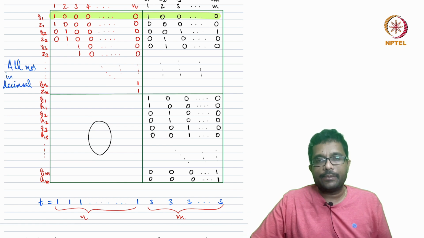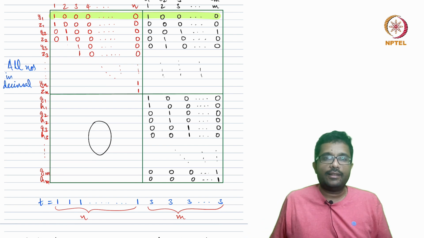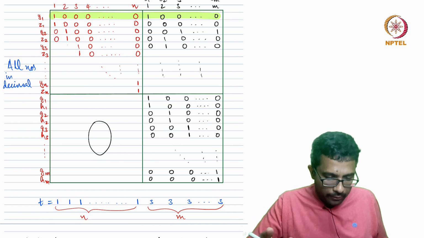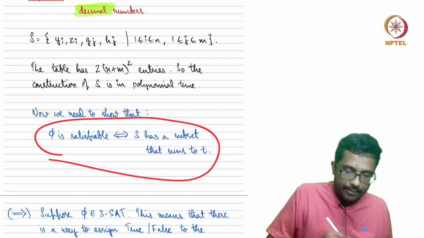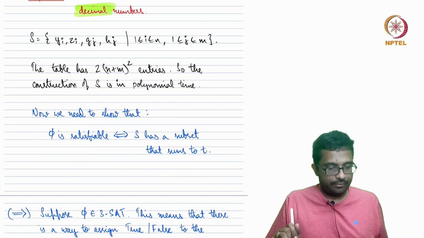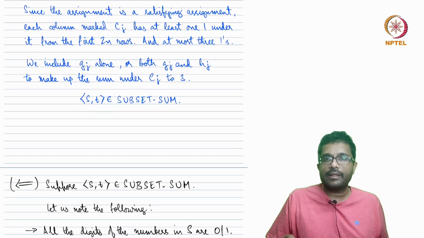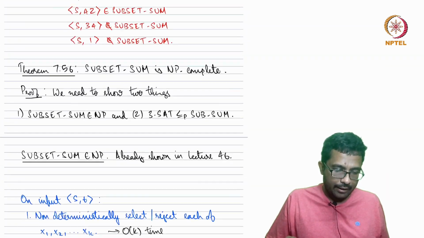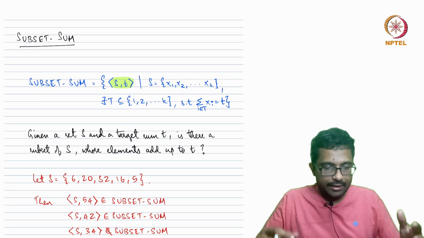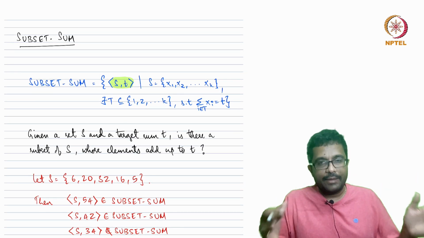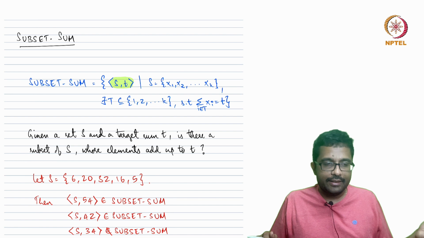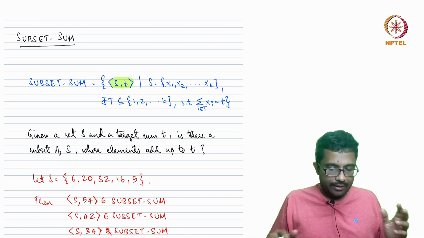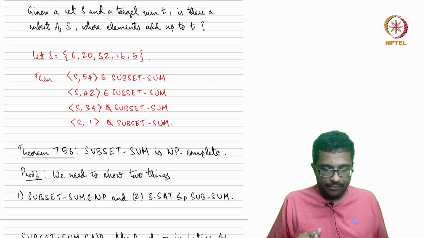That shows that if the set has a subset that sums to T, the formula is satisfiable. That is a satisfying assignment. And that completes the proof of the correspondence, that phi is satisfiable if and only if S has a subset that sums to T. And that completes the proof of the NP completeness of subset sum. So there you go, you have yet another problem which is just talking about sets of numbers and some subset achieving a target sum. It's entirely different from graphs and having cliques or independent sets or Boolean formulas. It's a different type of problem, but that also is NP complete.